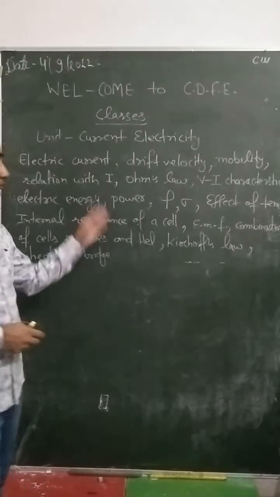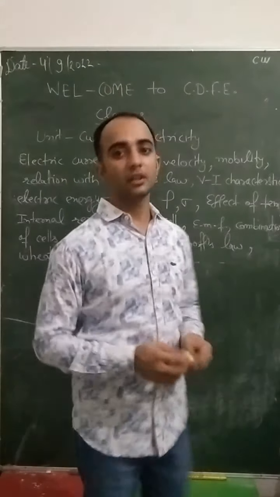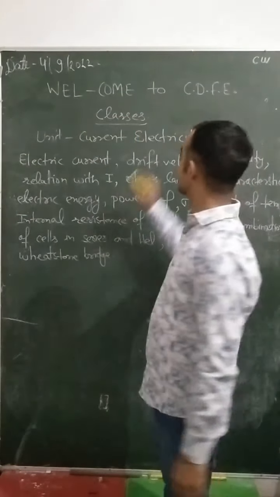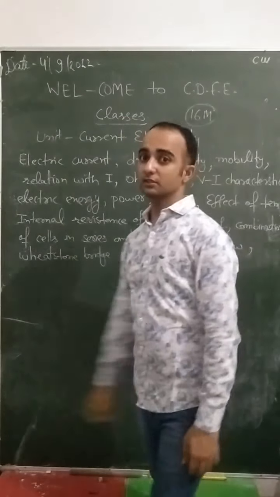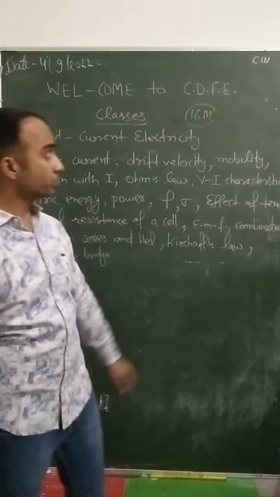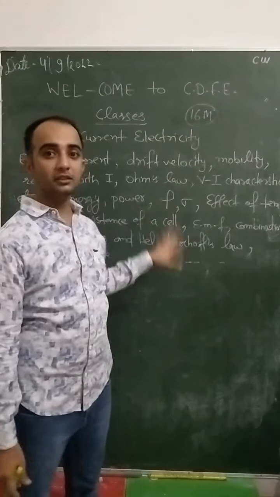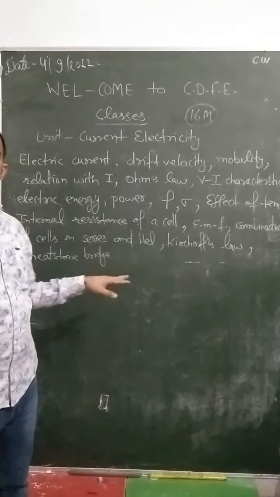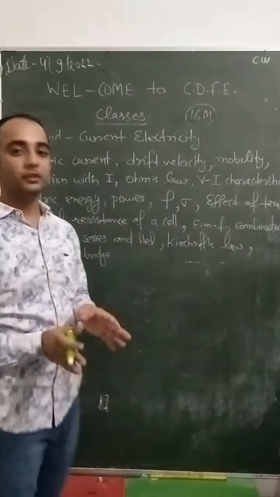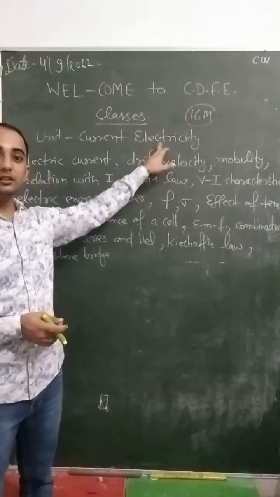So these are the topics for current electricity, and the weightage of this unit along with electrostatics is 16 marks in this exam. Now let's see what are the topics which you have to prepare in this unit. First is, the name is current electricity.